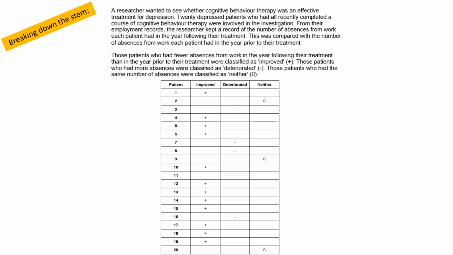Okay, so let's read through the stem before we look at the questions. So a researcher wanted to see whether cognitive behavior therapy was an effective treatment for depression. 20 depressed patients who had all recently completed a course of cognitive behavior therapy were involved in the investigation. From their employment records, the researcher kept a record of the number of absences from work each patient had in the year following their treatment. This was compared with the number of absences from work each patient had in the year prior to their treatment.